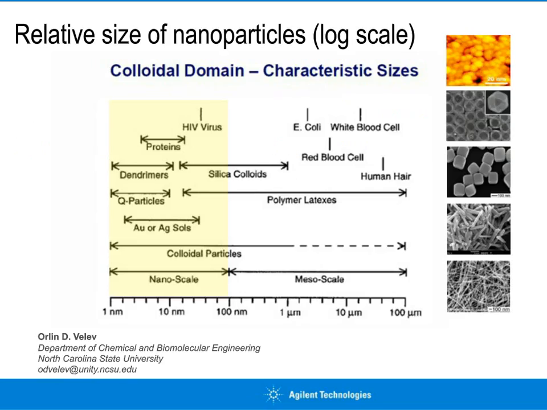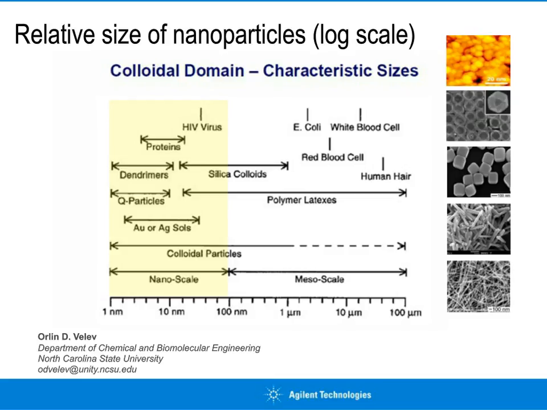So to give you an idea of the relative size of nanoparticles compared to some particles or things that you may be familiar with, I've borrowed this handy plot and I've highlighted the nano range in yellow on the left. That's the region between 1 and 100 nanometers. And you can see that that includes things like the HIV virus, some common proteins, and other small particles you may or may not be familiar with.